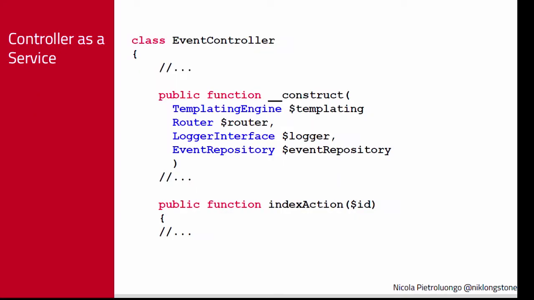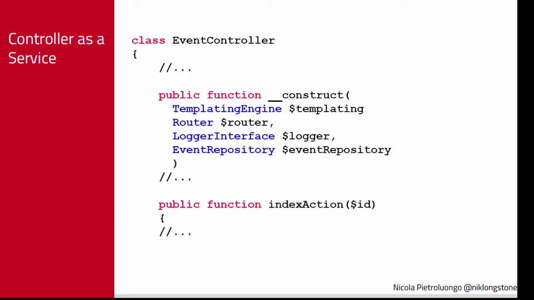So we have an event controller. We have a constructor. I forgot to say, controller as a service with dependency injection by constructor. That's probably the most useful way. So we have a templating engine, a router, a logger interface, an event repository, and the index action accepts an ID. I bet that everybody could understand what this index action is going to do.